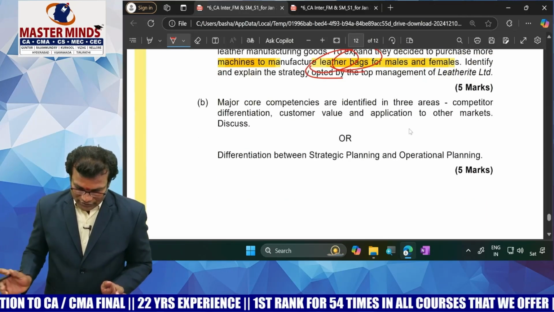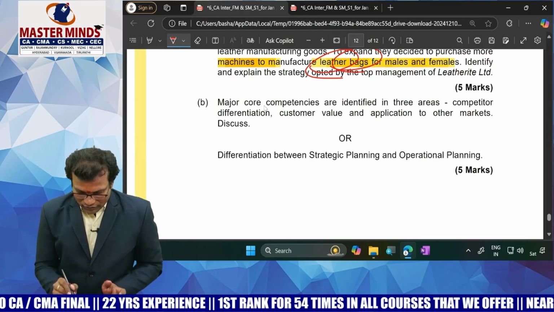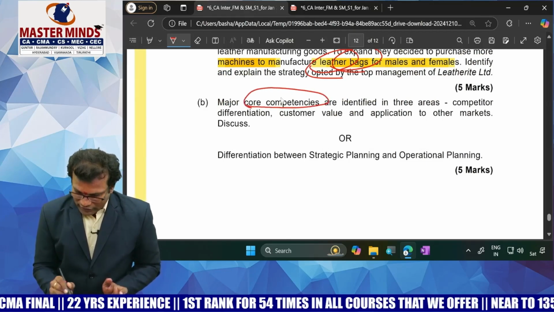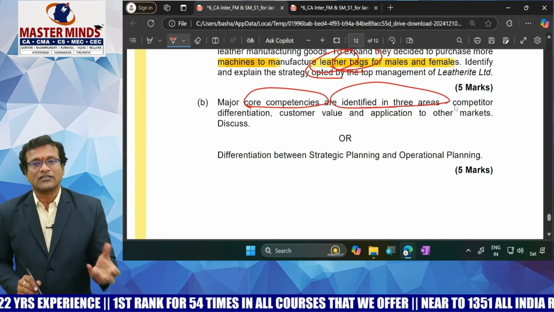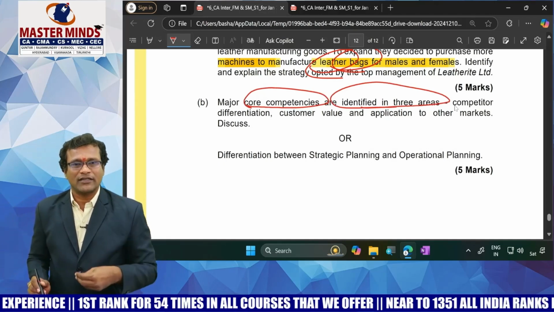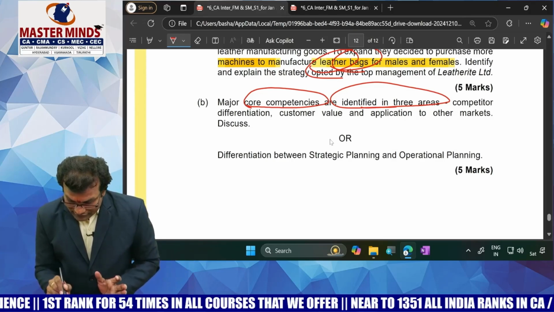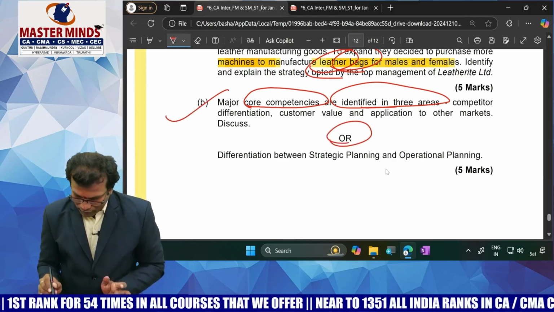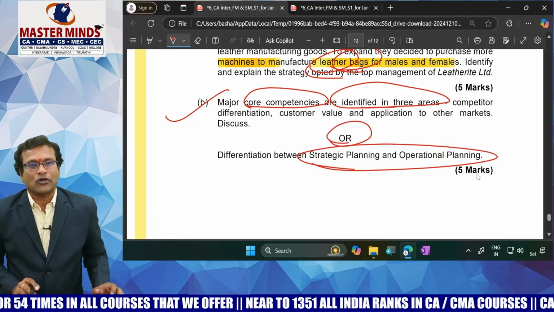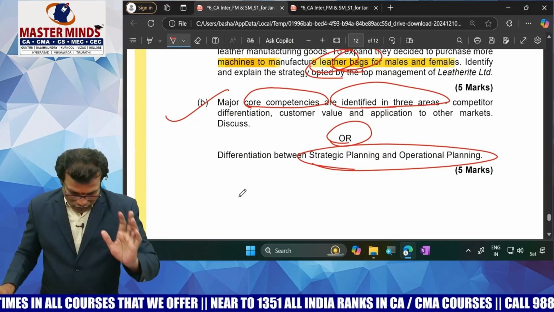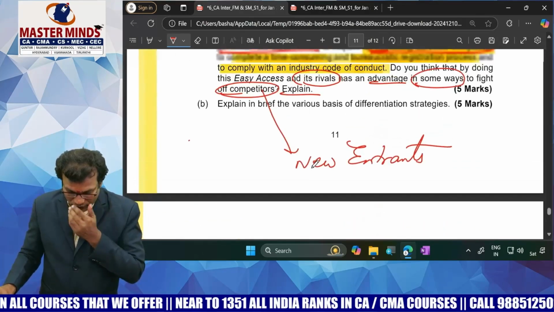Now, look at question number 4B. If you want to search for core competencies in an organization, there you have to search three areas: competitor differentiation, customer value, and application to other markets. Straightforward theory question. There is an internal choice for this question 4B. Write the differences between strategic and operational planning. Straightforward theory question.